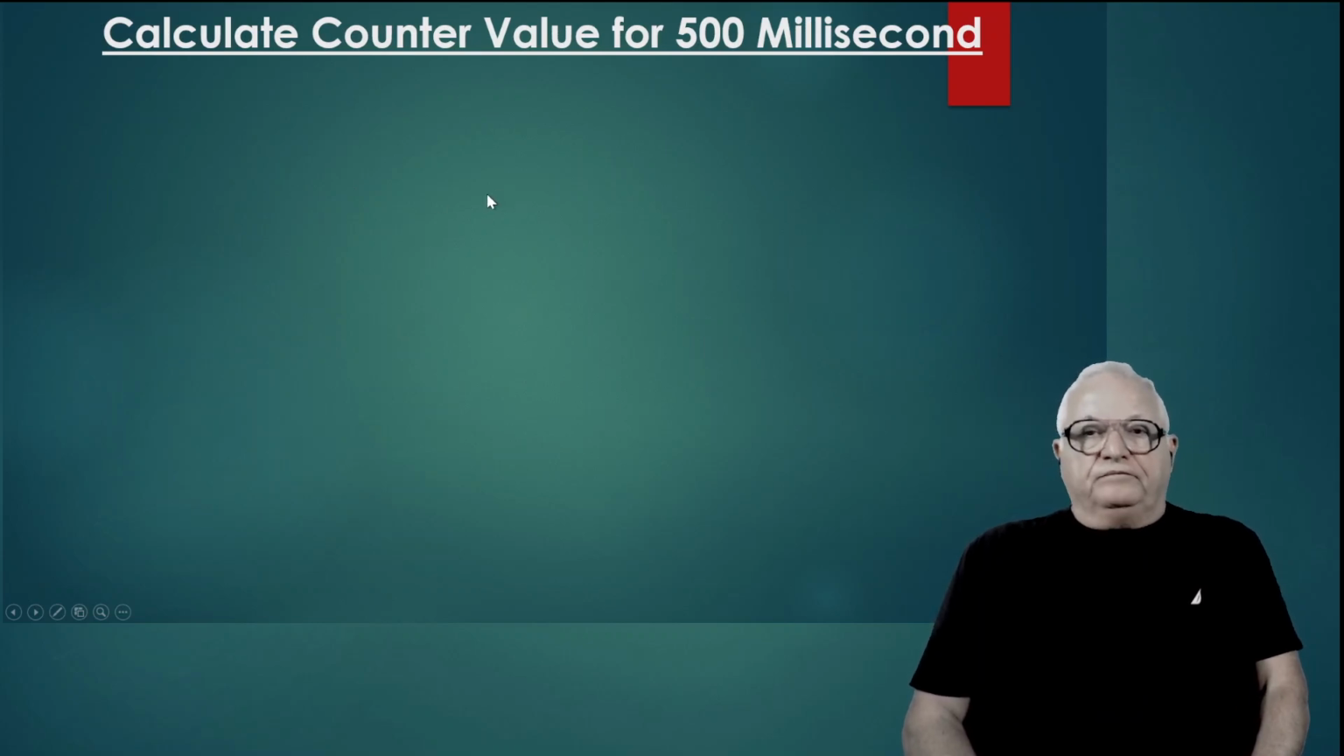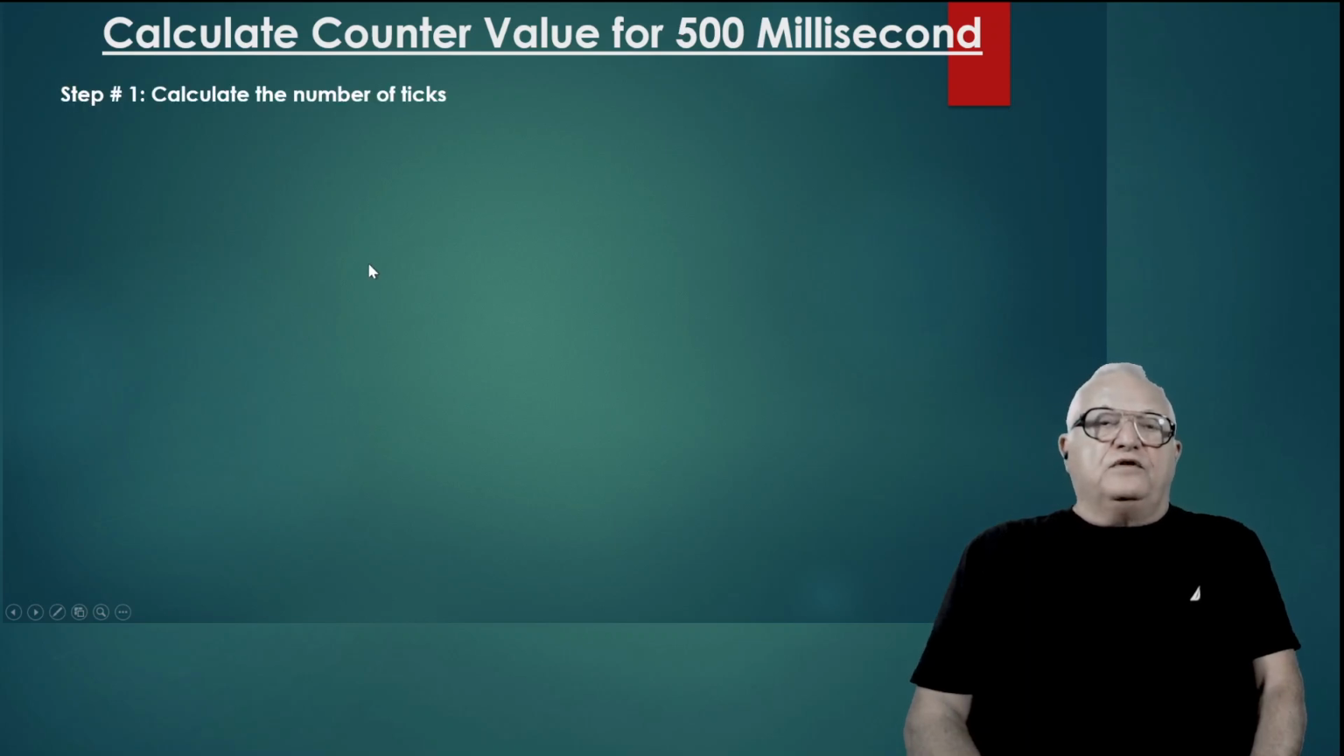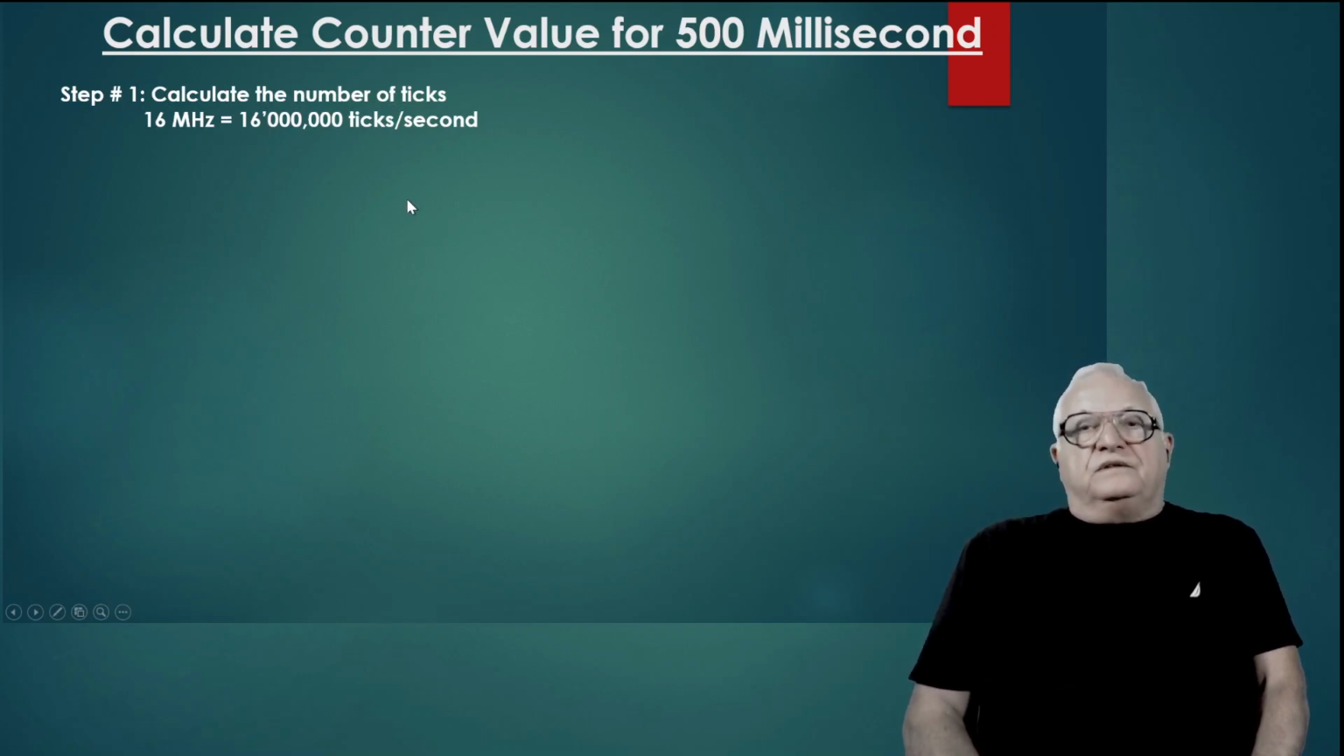So let's do one more calculation. In this case, let's figure out what the counter value and the prescaler would be if we need to account for 500 milliseconds. So as before, we calculate how many ticks we have for one millisecond. So here we have 16,000 ticks for 1 millisecond.